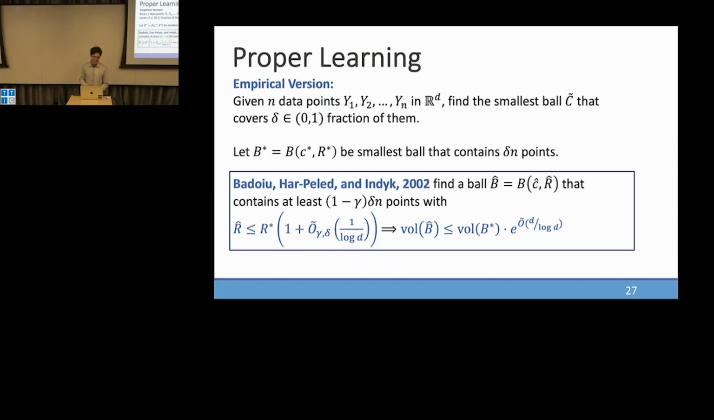Luckily, a previous work by Badu et al. can already find a ball with radius approximation 1 plus order 1 over log d. So in terms of volume, this gives an exponential in d over log d volume approximation. This is pretty good because a naive bound will get 2 to the d in the volume approximation, since it's easy to get a 2 approximation in radius.